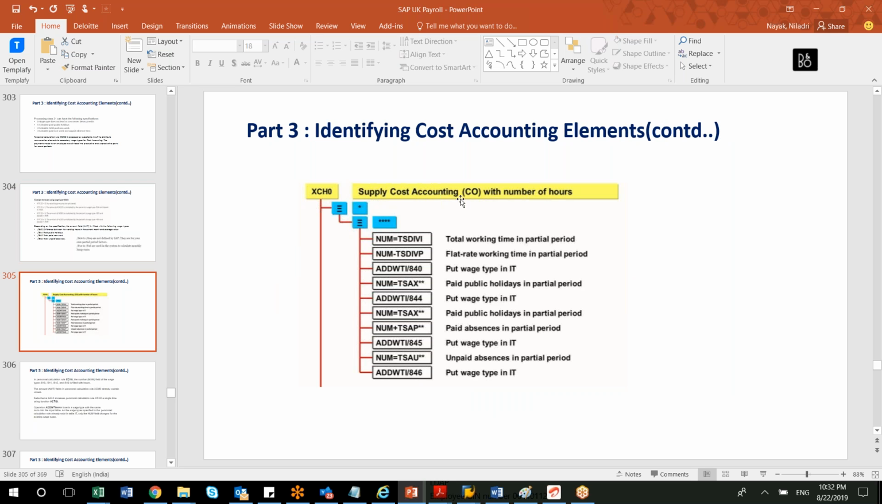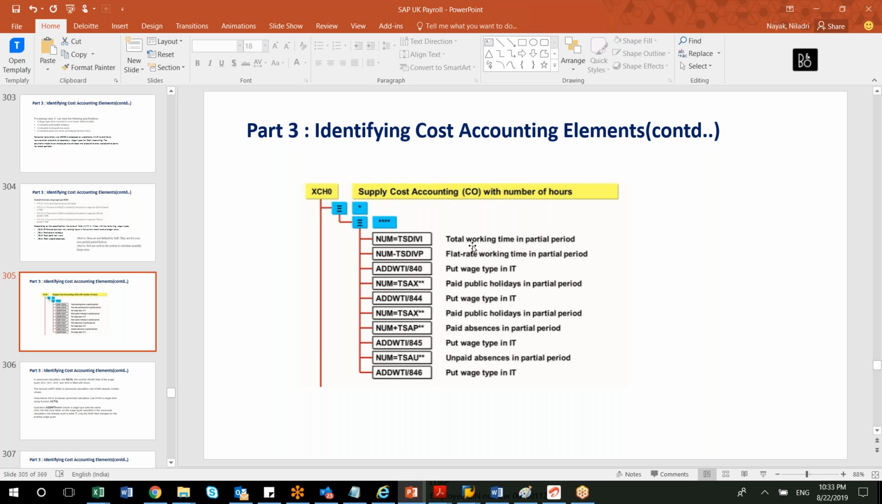It is called a supply cost accounting number. Why is it named in such a manner? It is related to cost accounting. Whenever you do a payroll posting or finance posting, some of these things will also be calculated and reflected there, so for that reason they have named it this way. You can customize it also. If you wish to change these things, you can modify it.